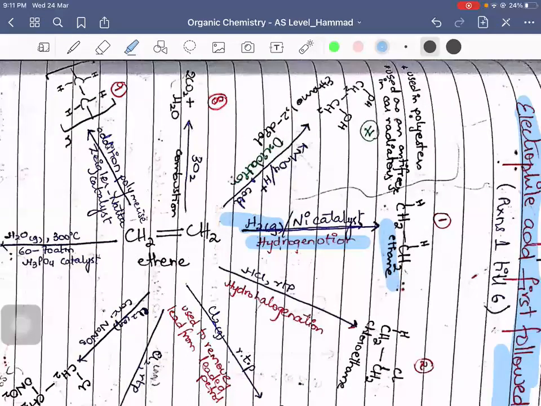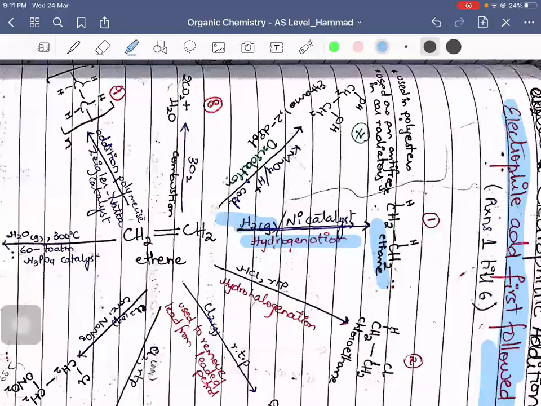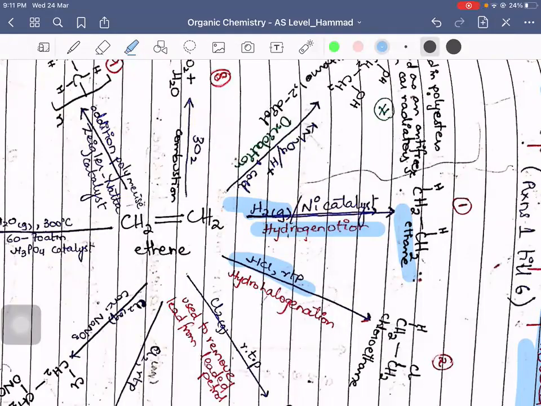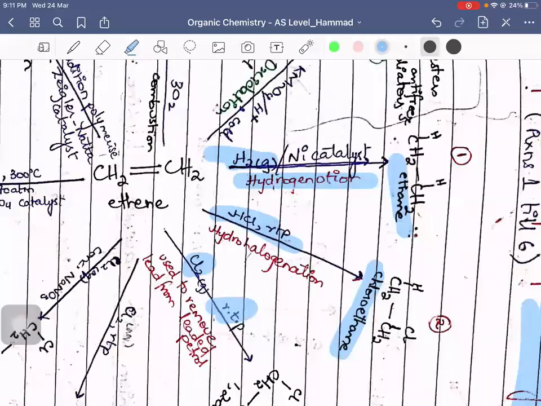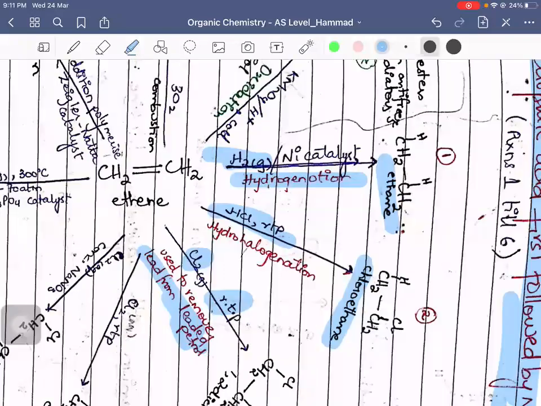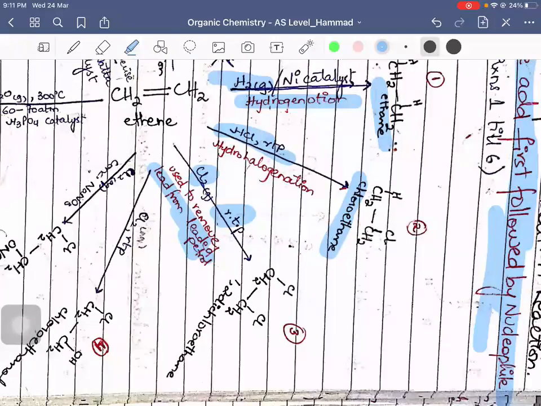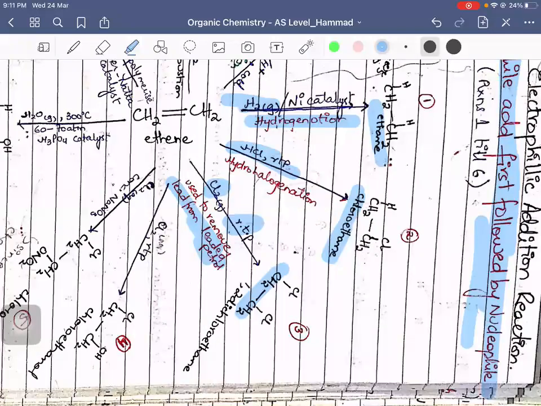If I'm adding HCl at room temperature and pressure, it is called hydrohalogenation, and that produces chloroethane. If I'm adding Cl2 at RTP, it is used to remove lead from leaded petrol, right? Such that chlorine gets added to both the carbon atoms. If I'm adding chlorine aqueous, this will produce chloroethanol. Basically, chlorine gets attached to one, and the aqueous part has water content.